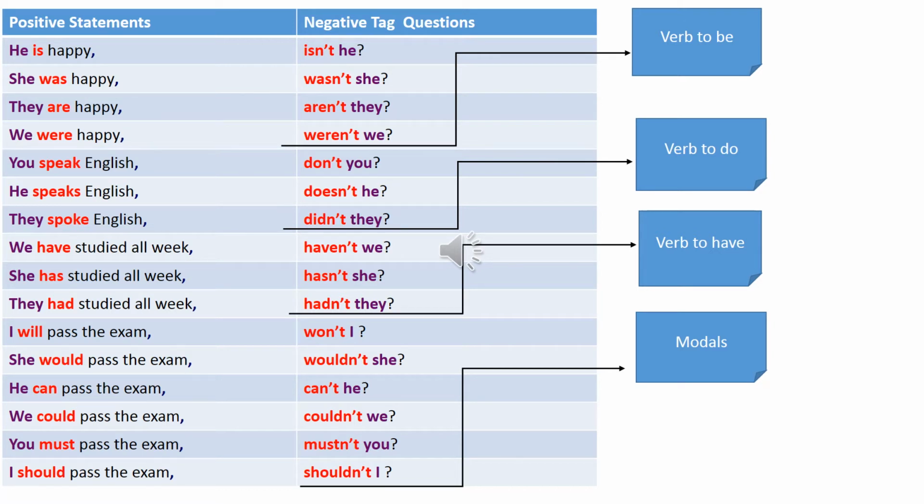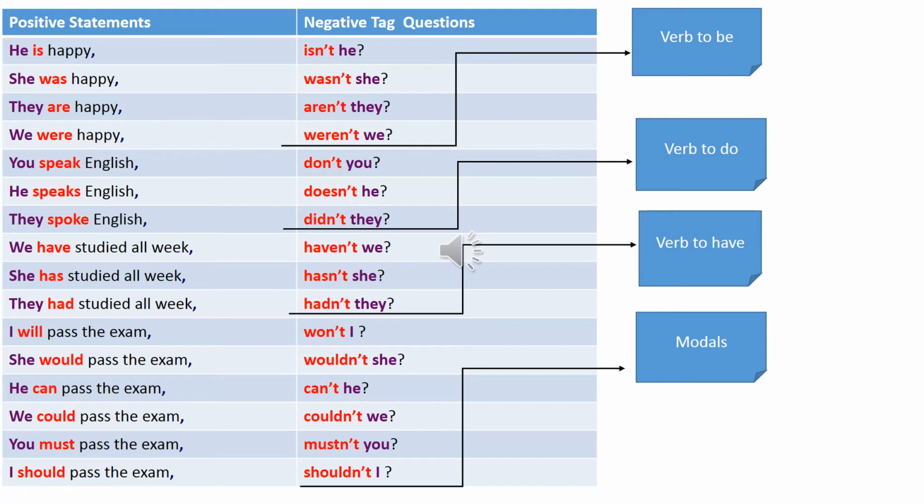The second statement, she was happy. She was happy, wasn't she? Okay, if this statement is negative, she was not happy, the question tag will be was she. She was not happy, was she? But here this statement is positive. She was happy, wasn't she? Okay.